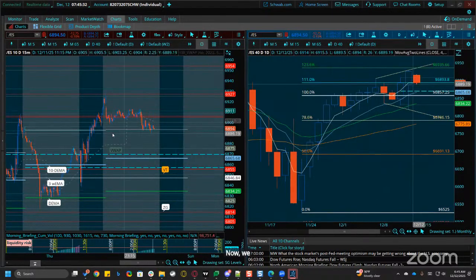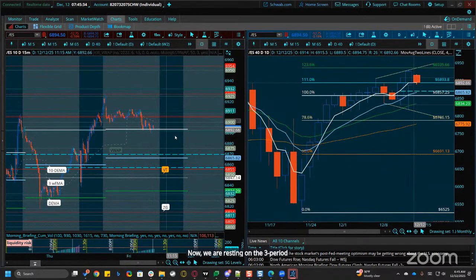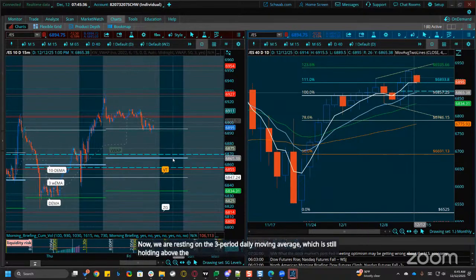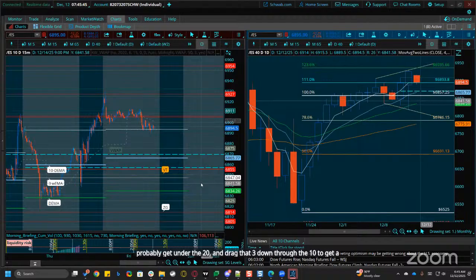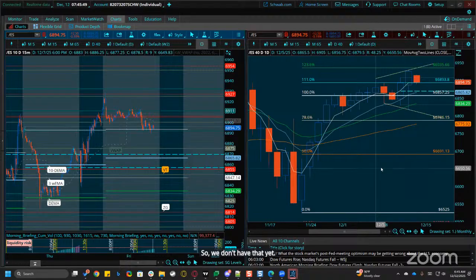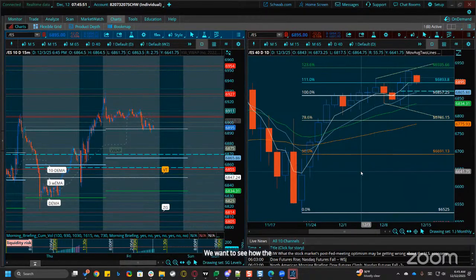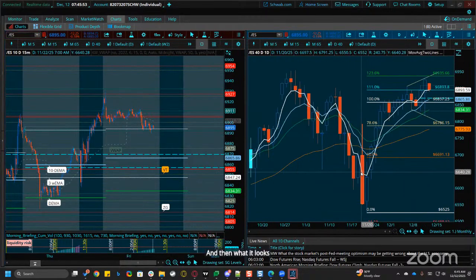Now we are resting on the 3-period daily moving average, which is still holding above the 10. We would need to cut the 3, break the 10, probably get under the 20, and drag that 3 down through the 10 to get a bear surge signal. So we don't have that yet. We want to see how the week ends and then what it looks like on the new week.